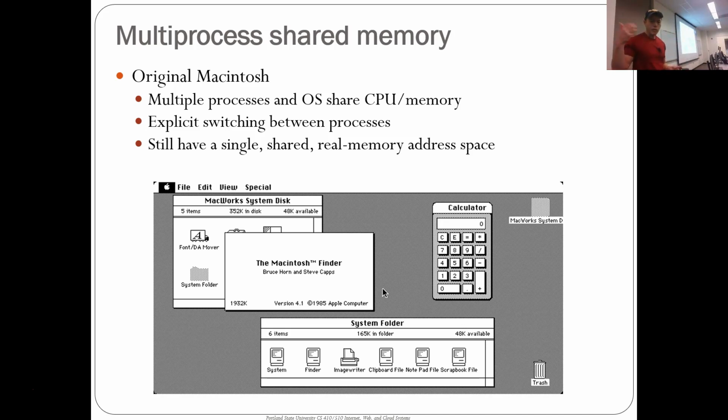Okay, so this enabled you to switch between processes and programs that are running on that system, but it's still a single shared real memory address space, meaning that the addresses that you would use in your application went from 0 to the capacity of real memory that you had on the system, and that was it. You got one of those addresses, and if you had that address, no other application could have that address.